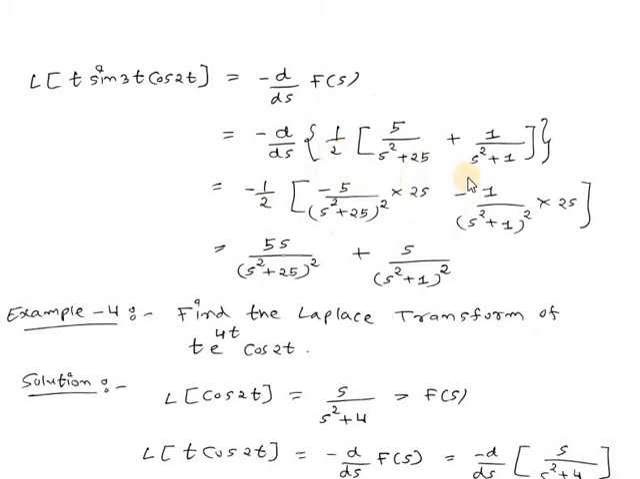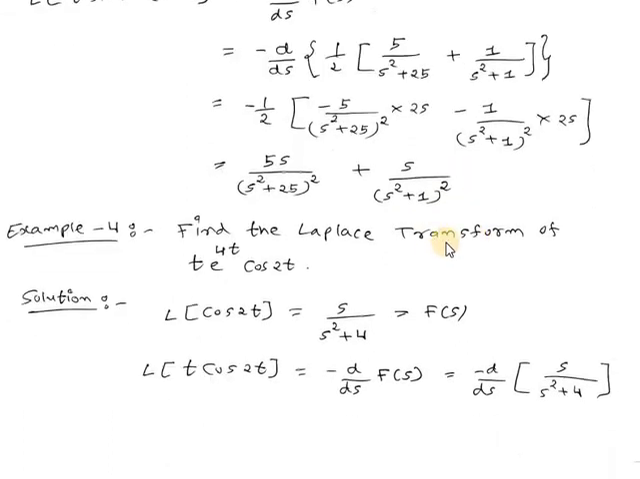Again here we have to take the derivative of 1 divided by s square plus 1. So we will use the same formula, that is derivative of 1 by x will be minus 1 by x square. So here it will be minus 1 divided by s square plus 1 whole square, and again derivative of s square is 2s and derivative of 1 is 0. Now simplifying further, here 2 cancels out, so it will be 5s divided by s square plus 25 whole square plus s divided by s square plus 1 whole square. So this is our final answer.